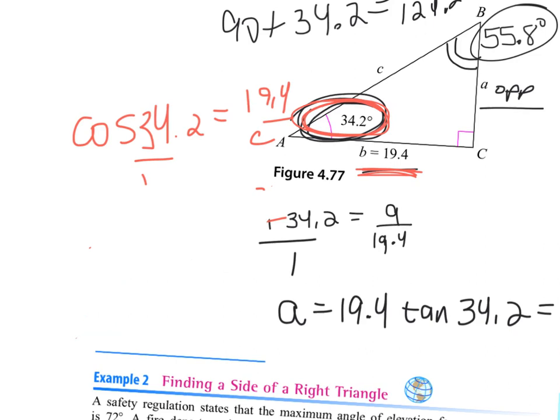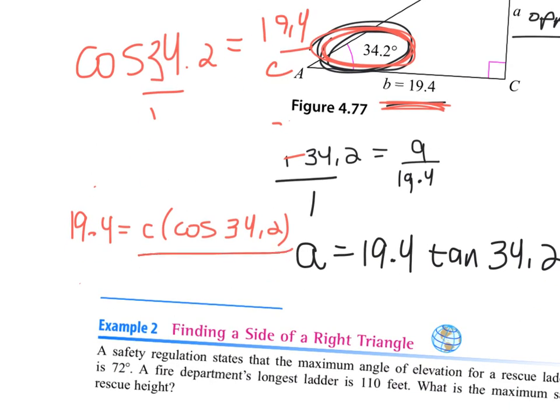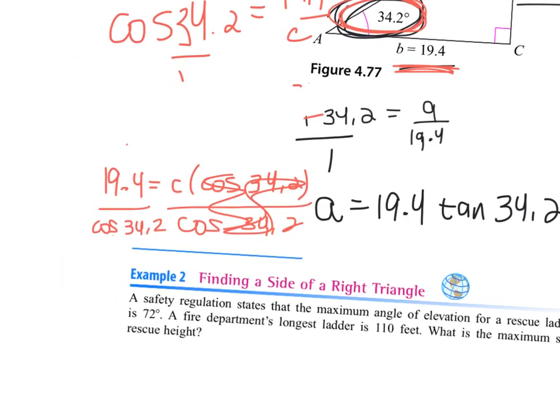When I cross multiply, I get 19.4 equals C times cosine of 34.2. When I said it, I was like, that doesn't make sense. I want to get C by itself, right? So divide both sides by cosine 34.2. I'm kind of glad I made that mistake, though, because Lauren, what did you get in your calculator when I just did that? The wrong way? Or the right way? Did you do it the right way in your calculator?